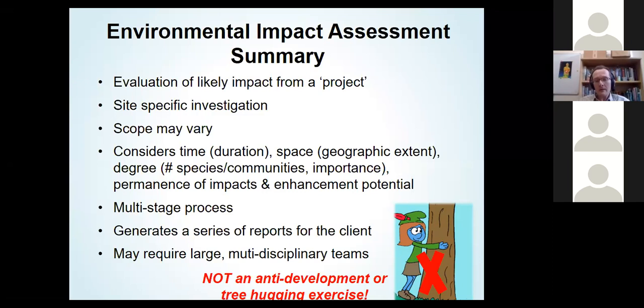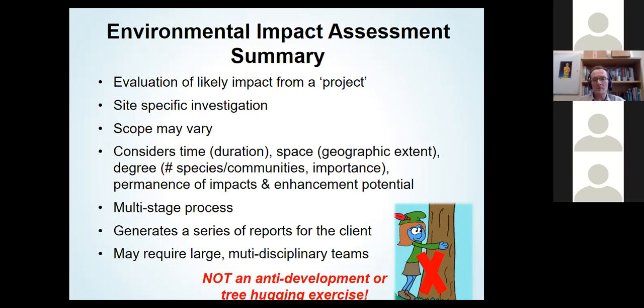And if you have an ambition to be an environmental consultant and you're going to do environmental impact assessments, then do realize that they often require very large multidisciplinary teams. So it's not enough just to have environmental chemists. You also need the ecologists, the geologists, the PR people, people who know the regulations, a whole suite of people.